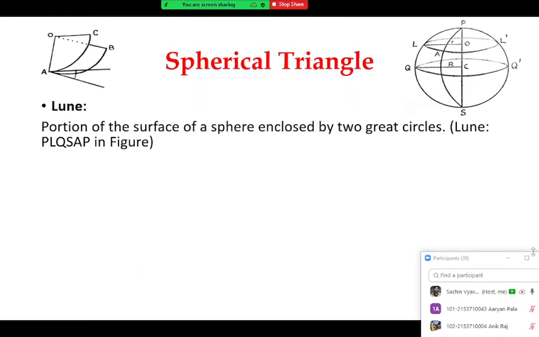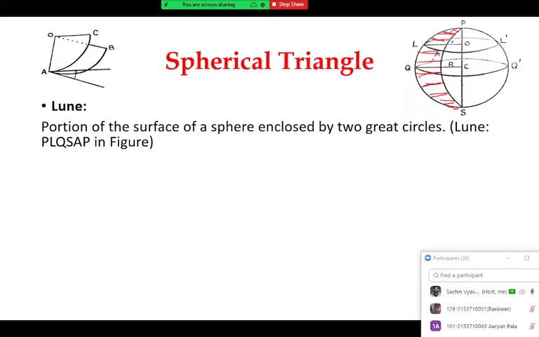Okay, so it is actually the area enclosed between two great circles. For example, if I show you here, let me take LQS as one arc of a great circle, and another is LAS. So whatever this highlighted part is, you will see this is actually the lune. The lune is nothing but a surface area of the sphere which is enclosed between the two great circles. Is that clear?